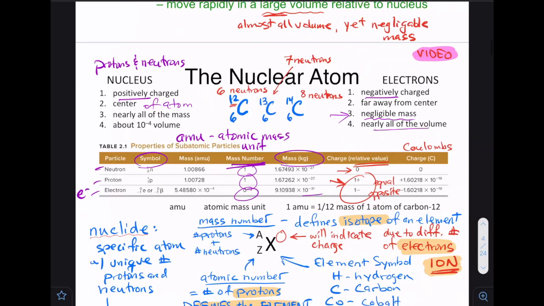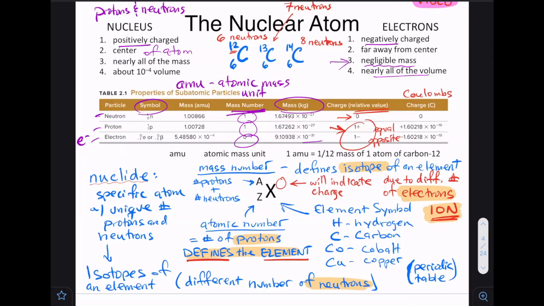I then talk a little bit about isotopes and ions. So change the number of protons, that defines the element. If you have a different number of neutrons, but the protons stay the same, then we have what's called an isotope of that element. Most elements have multiple isotopes, meaning that they're all the same element.